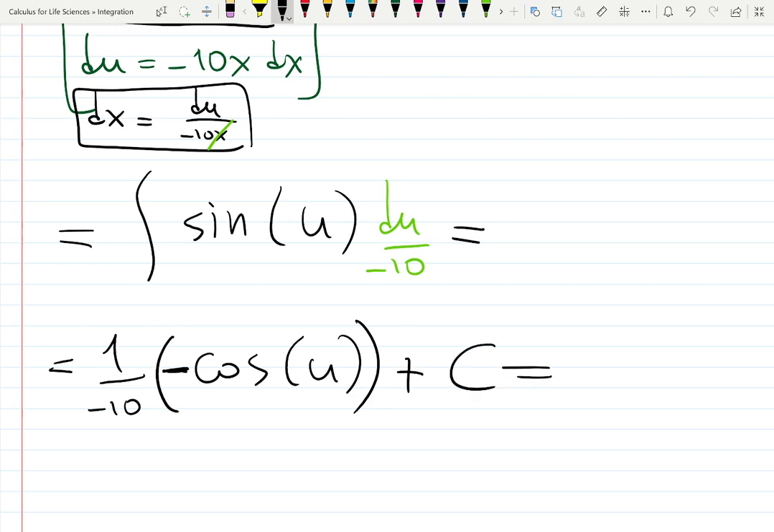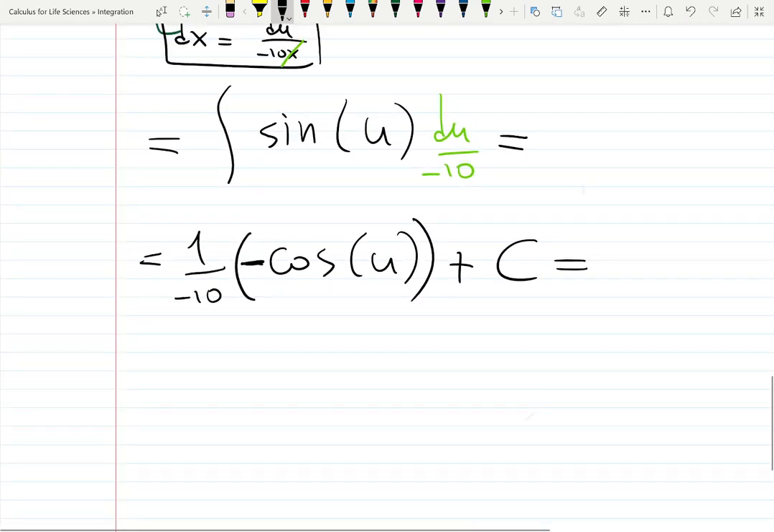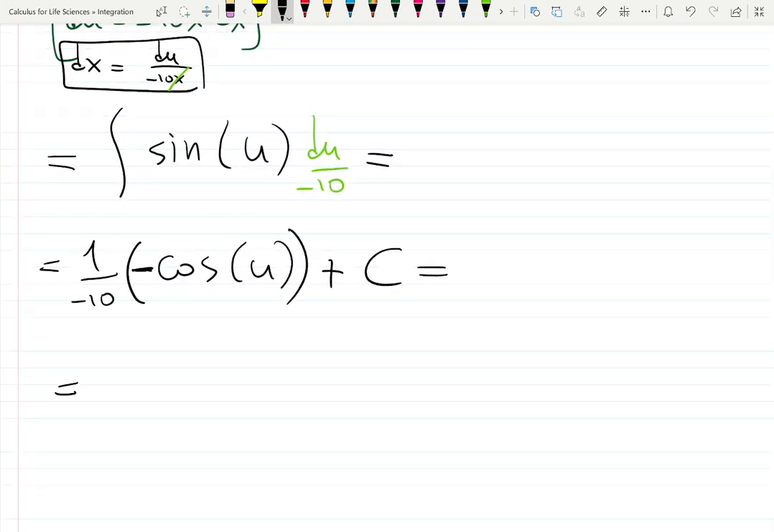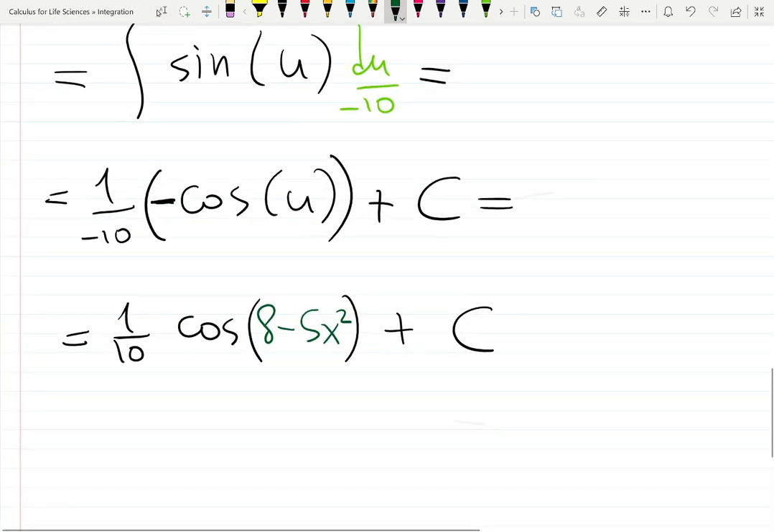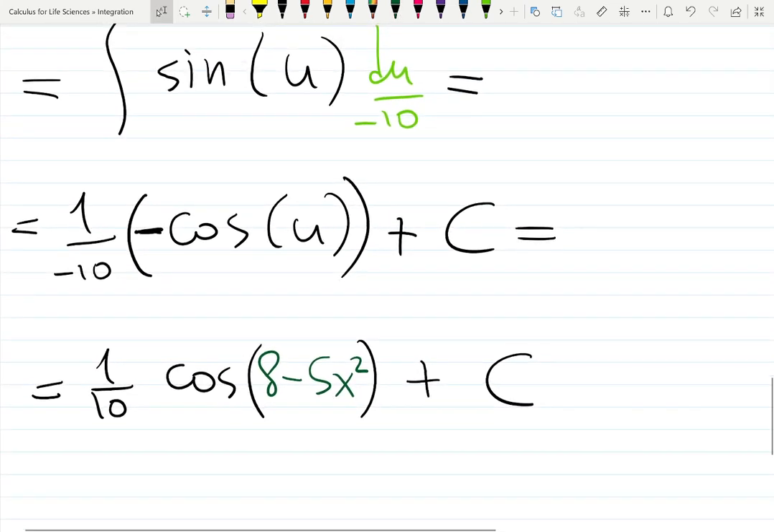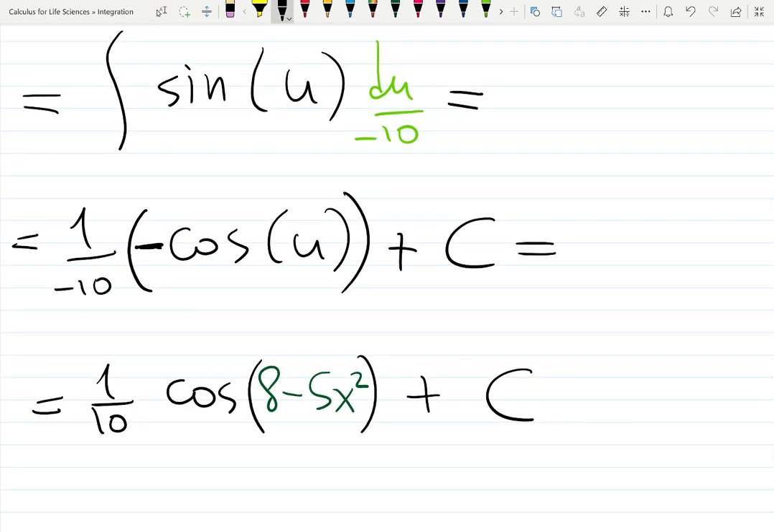But then the last step, which you could skip, you could just plug u right away. It's going to be minus minus gives you plus 1/10 cosine of whatever your u is. You're the only one who knows what it is, so you better plug it back: 8 minus 5x squared. And the beauty of this is that if it's multiple choice, you can check your answer by differentiating this. If you differentiate this, it should give you whatever is inside of the integral. So technically speaking, if you have way too much time on your hands, you can differentiate all the multiple choice answers and choose the correct one.